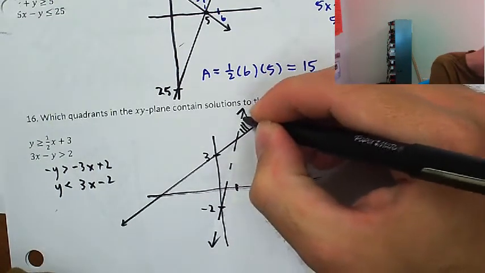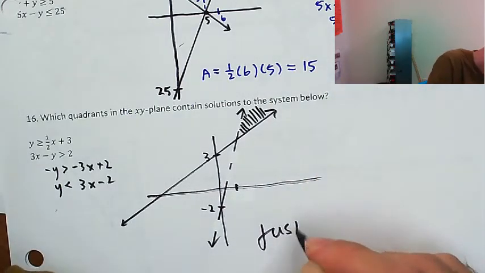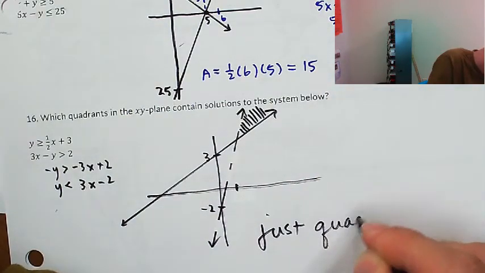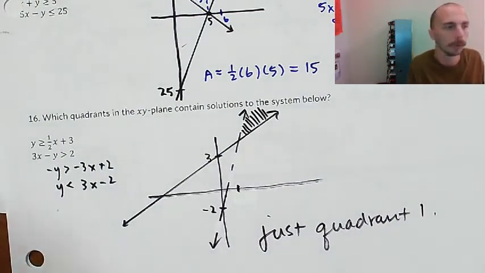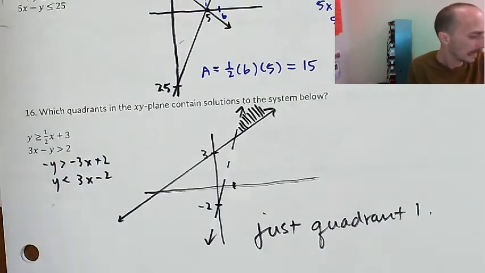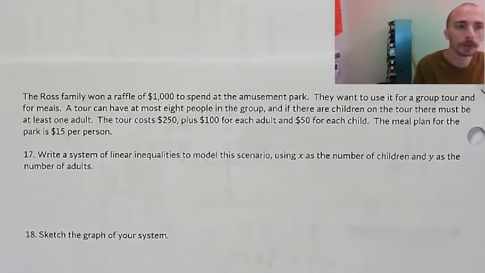And so which quadrants contain solutions? Well, just quadrant 1. Okay, or quadrant 1 only. Let's see. Are there more on the back? Yes, there are. And it's good that you're still watching, because there's a free response problem on the test very similar to this one.